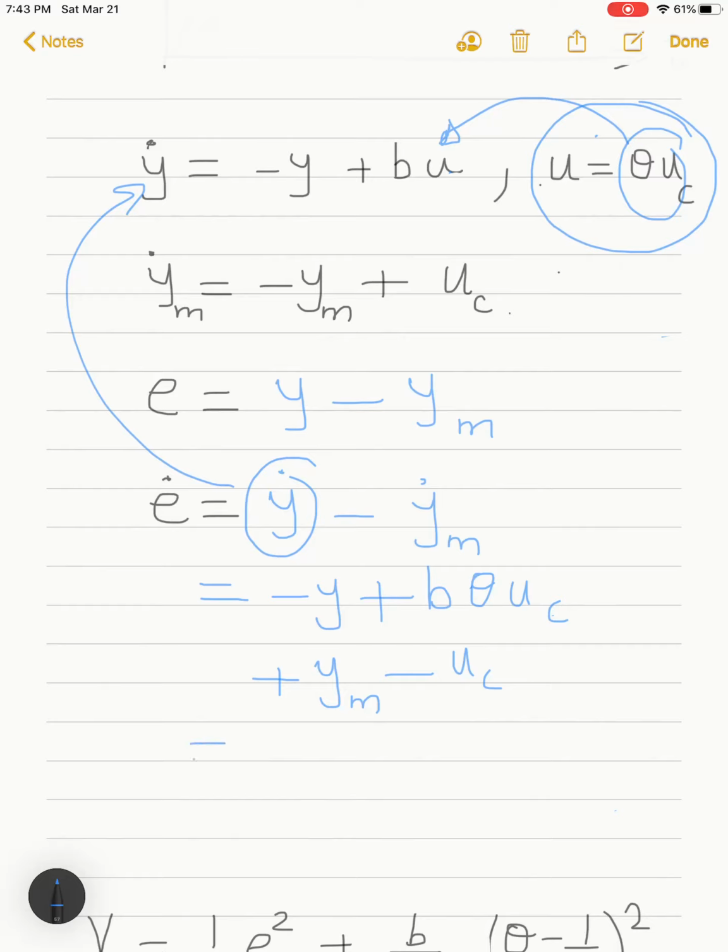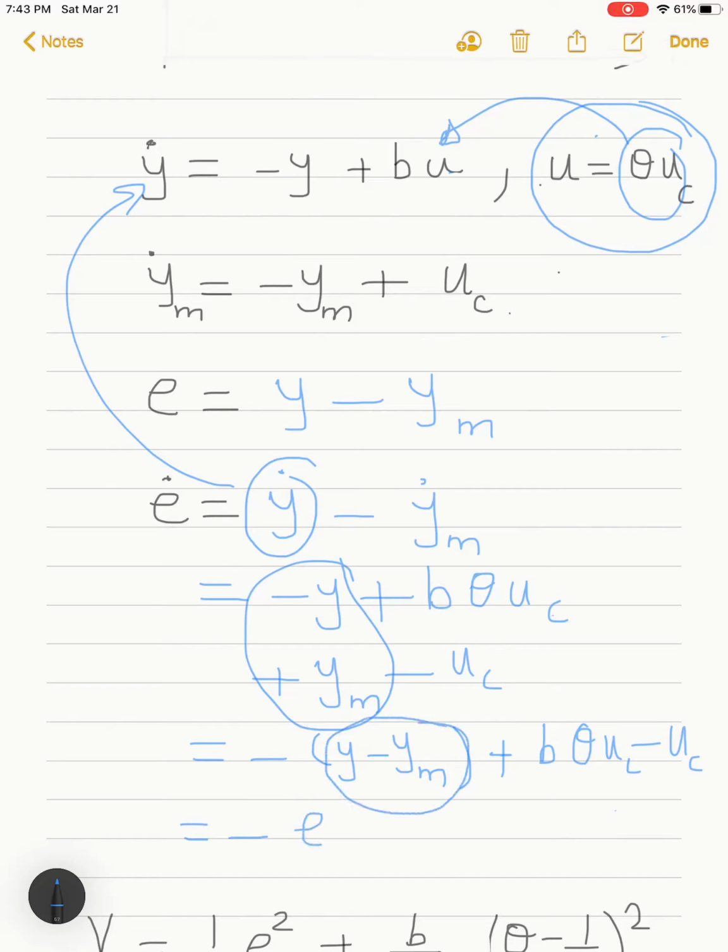I will simplify that a little bit more, so that would be minus Y minus Ym, taking these two terms, plus B theta UC minus UC. And this can be written as minus E, where Y minus Ym is E, plus B times theta minus 1 over B all times UC.